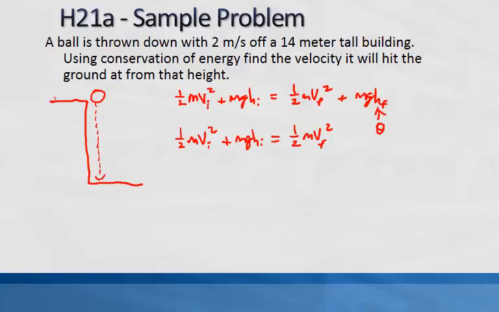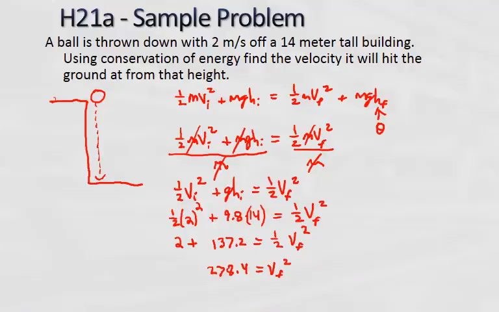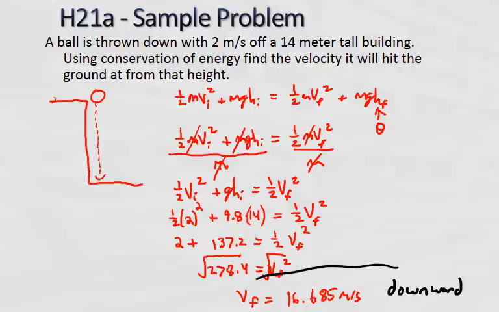Okay, so conservation of energy: the final height is 0. We can cancel mass from both sides, because every single term has mass, and we can solve. We know the initial speed is 2, we know the initial height was 14, and we're looking for the final velocity, really speed there, since we have to assign the direction. We should get 16.685. If we want velocity, we have to distinguish the direction, and so that would be downward or negative, so you could have either there.